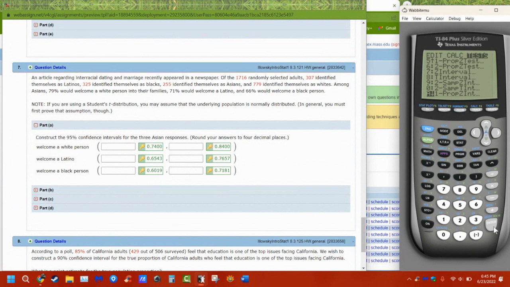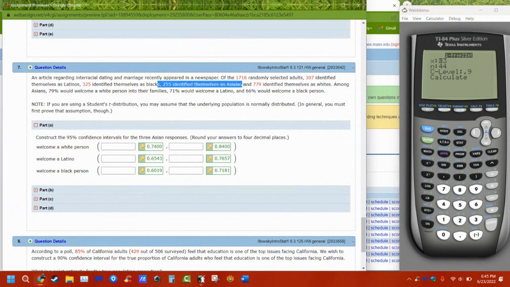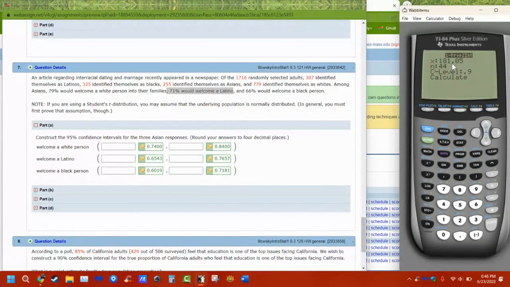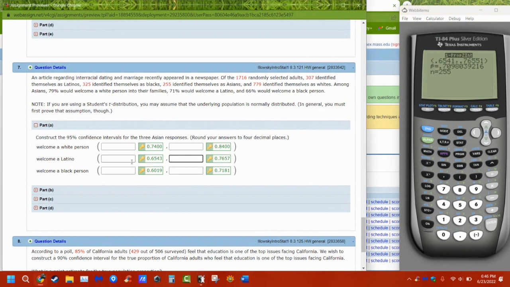A one proportion Z interval, because these are proportions. Now we have 255 Asian people, and then 71% of them were happy about Latinos. So 255 times 0.71 gives me 181.05. Well, it has to be a whole number, so 181 out of 255. And then this was a 95% confidence interval. And that's going to give you these answers here, which aren't exactly the same as these because there are rounding issues.